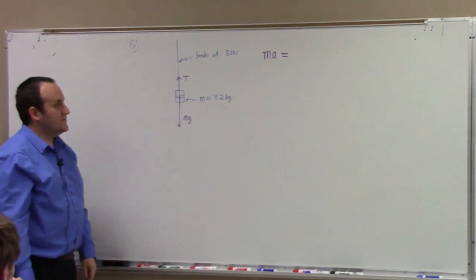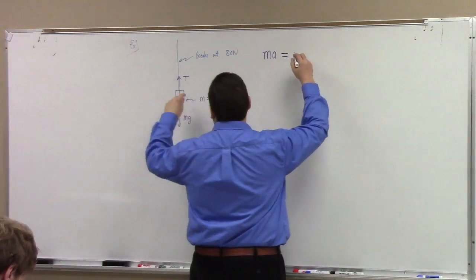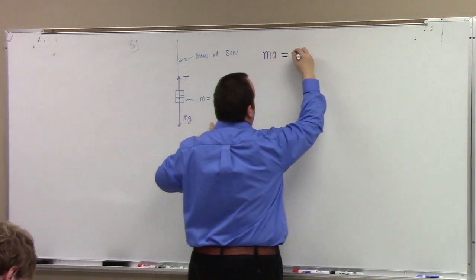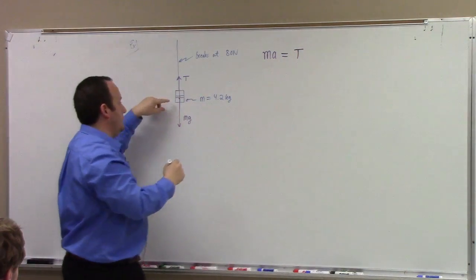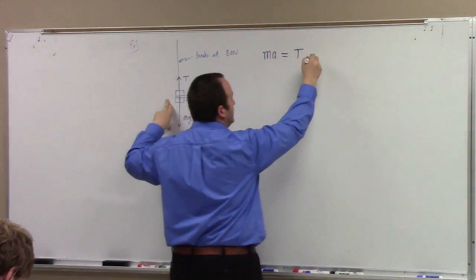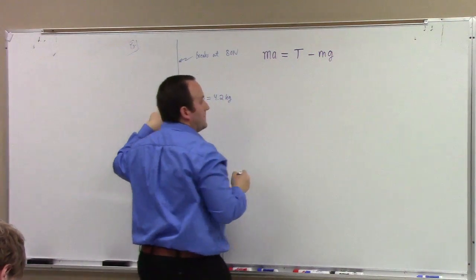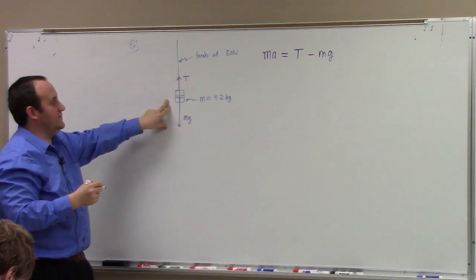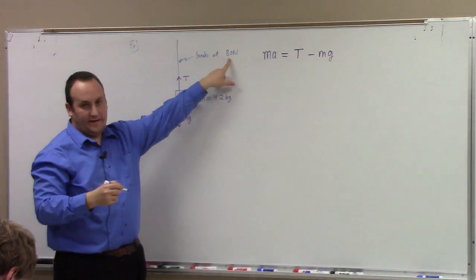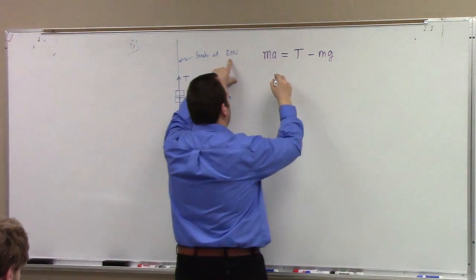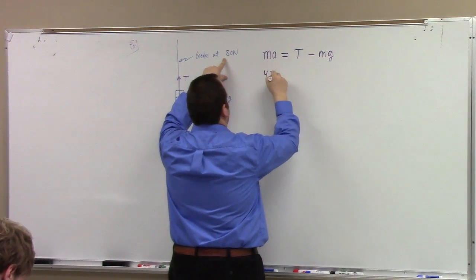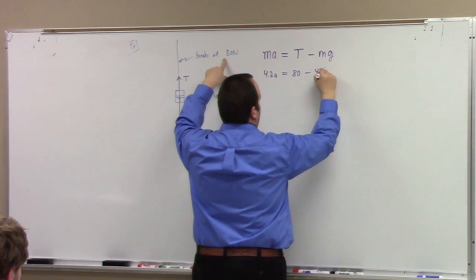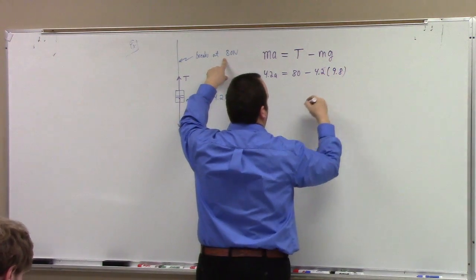So ma is equal to, if we're taking up to be the positive direction, T minus mg, given my choice of upward being positive. And how do you find the maximum acceleration? Well, you assume that the tension is 80. And there you go. So we got 4.2 times a is equal to 80 minus 4.2 times 9.8.